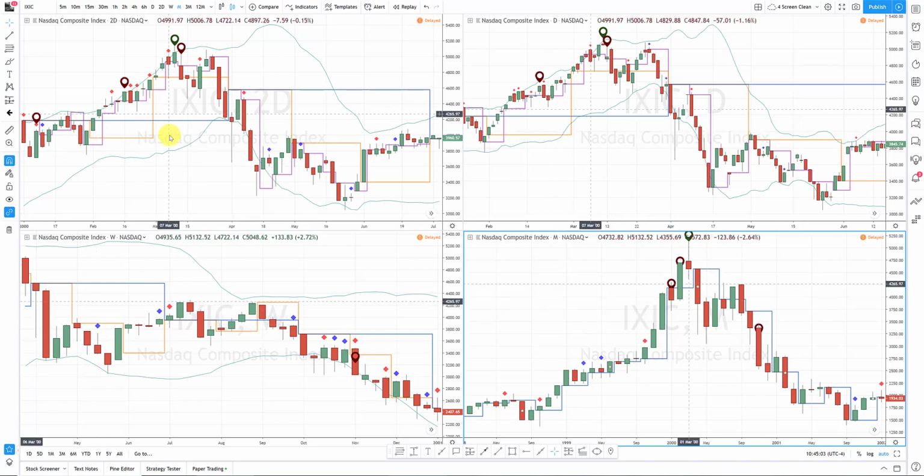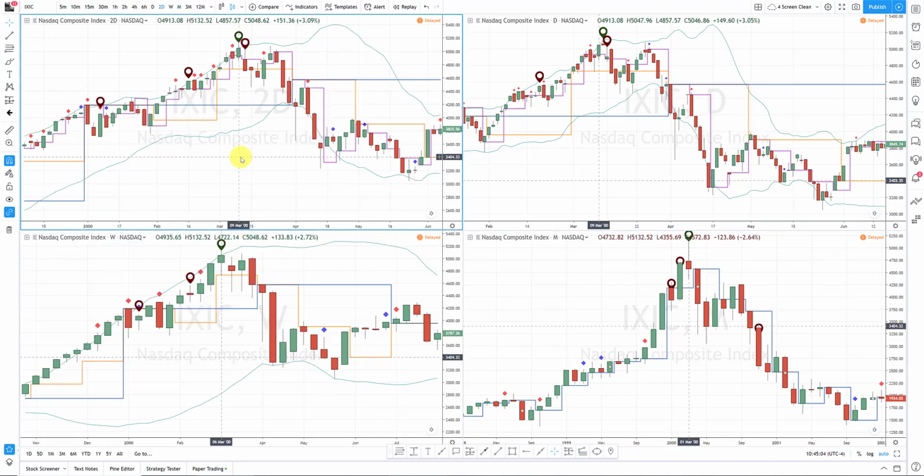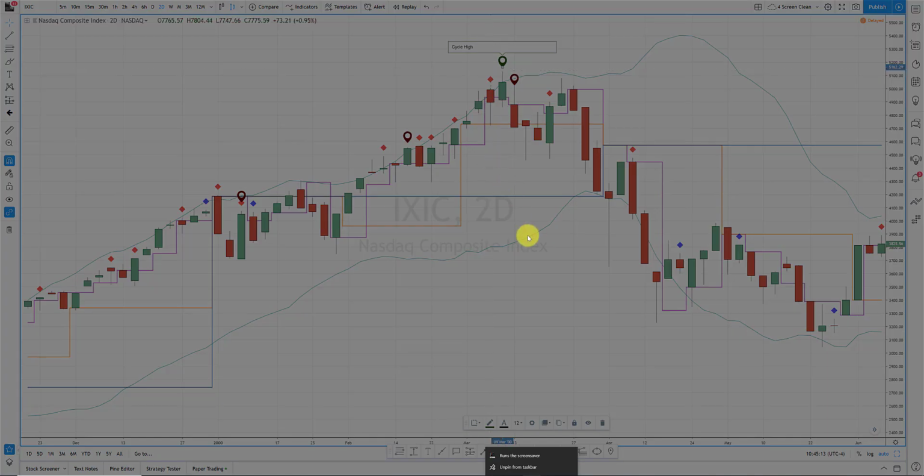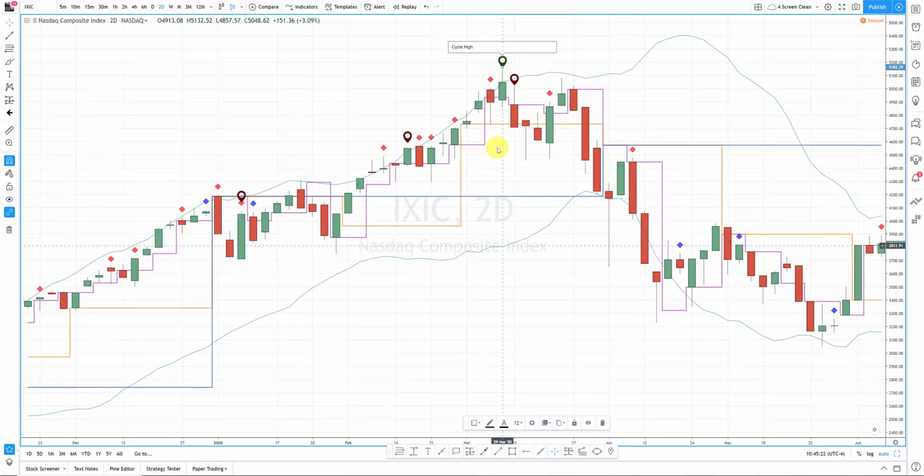Okay, on the 2-day chart, it looks like this. This is why I think it's so important to see these different time frame charts, to get a different look at price and to see the structure, outside and up. Okay, so outside and up is the condition.